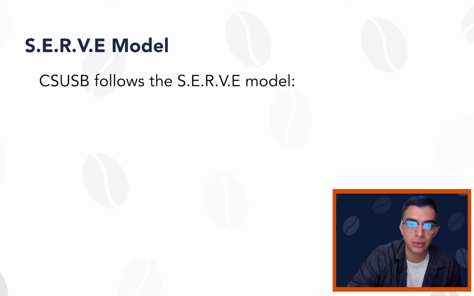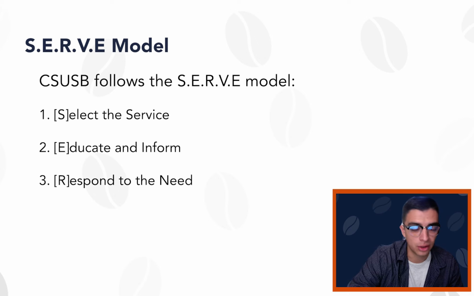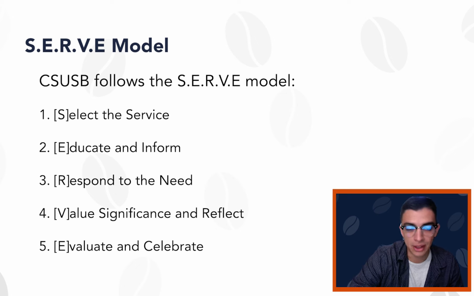CSUSB follows the S.E.R.V.E model. Here are 5 steps for effective service learning. First, select the service. Second, educate and inform. Third, respond to the need. Fourth, value significance and reflect. And fifth, evaluate and celebrate. Now, let's dive deeper into each step.